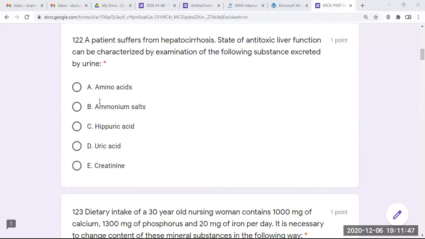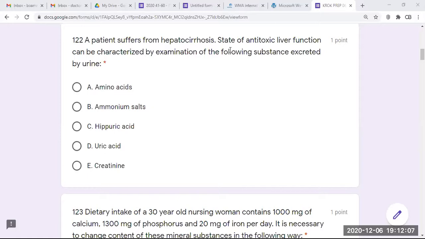Now let's move on to question number 122. Nanaya, please read that question for us. A patient suffers from hepatocirrhosis. State the antitoxic liver function can be characterized by examination of the following substance excreted by urine.